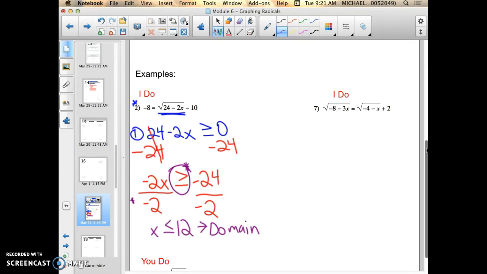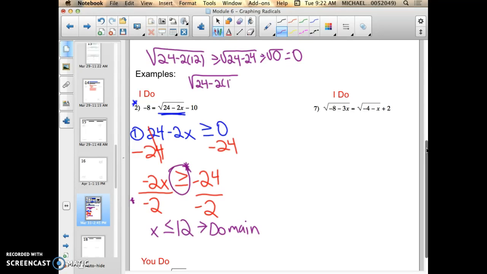Let's check this work just so I can explain to you why this has to happen. If I plug 12 back in for my x underneath the radical, I have 24 minus 2 times 12, which goes to 24 minus 24, which then goes to the square root of 0, which equals 0. Good. Now, x has to be less than or equal, because again, if it equals 12, fine. The square root of 0 is 0. That's happy. But it has to be less than or equal to 12, because let's say I make it 1 bigger than 12: 24 minus 2 times 13. Breaks down to 24 minus 26.